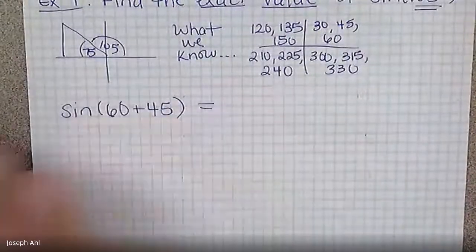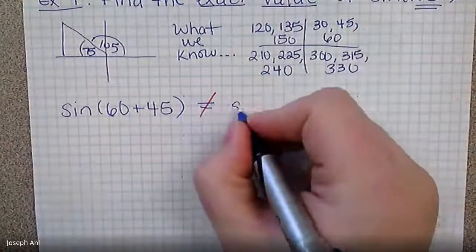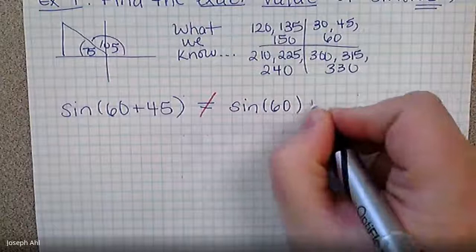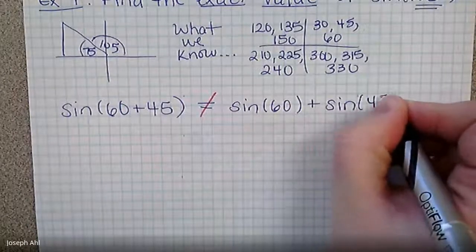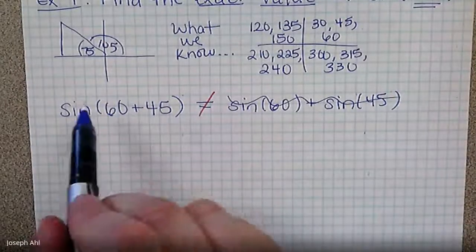By the way, this does not equal, I'm going to write what it doesn't equal because I said it from the beginning, you can't distribute this sine. This is not what it equals. That's no good. All right, sine of 60 plus 45.